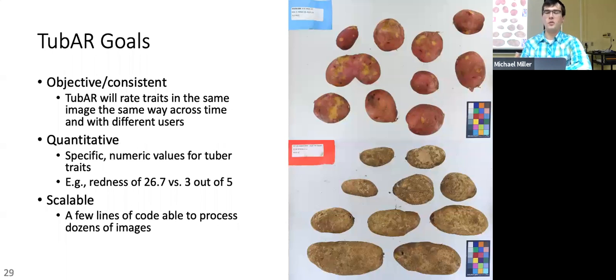So beyond that overall objective, I have these specific goals in mind in creating TUBAR. I want it to be objective and consistent, so that regardless of the time of day or who's taking the data, you'll get the same data from the same picture. I want it to be quantitative, so instead of getting a redness of like 5, you get something like 26.7. And then be scalable. So instead of having to open each individual image, run image analysis, and go on to the next image, which really defeats the point of doing this on a computer, you can get data for a full folder of images.